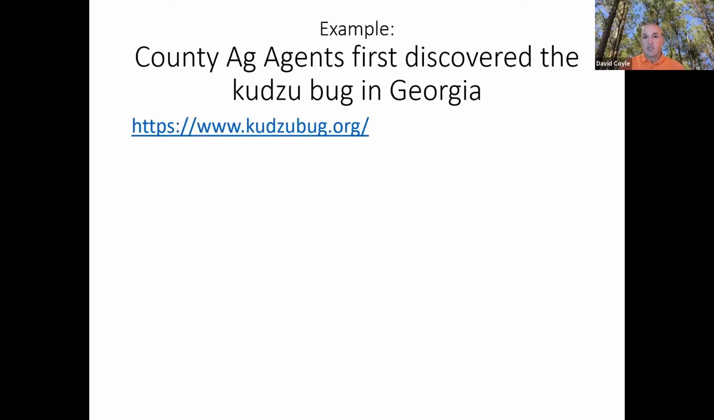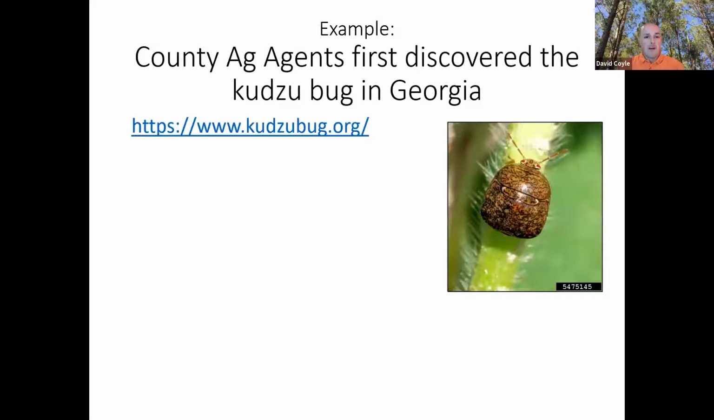And first detection is one of the things, because like we just said, y'all are the ones that are out there day to day working with people, seeing the stuff. And a great example of first detection is the kudzu bug. So for those of you not in the southeastern US, kudzu bugs are these little things right here. They get all over kudzu. It's a type of stink bug.